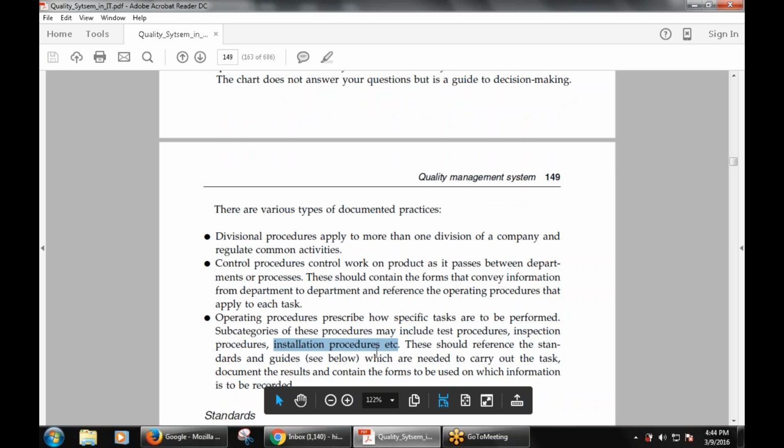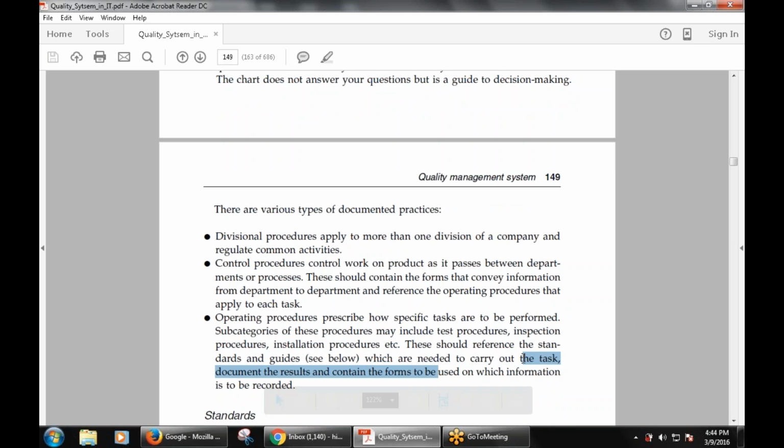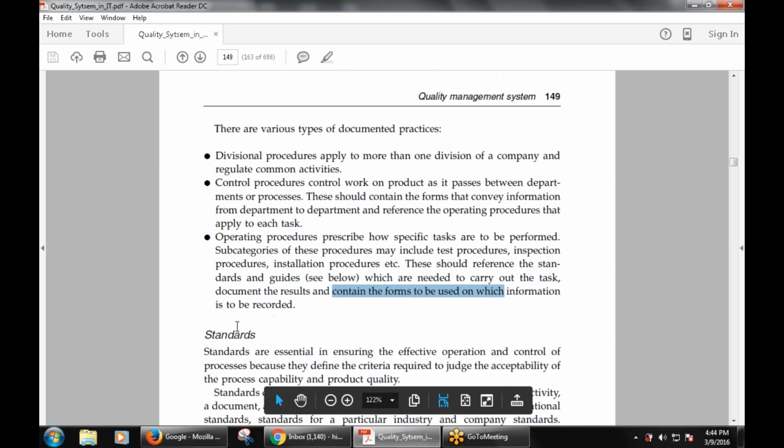And these should reference the standards and the guides which are needed to carry out the task, document the result, and contain the forms for the information to be recorded. That is the divisional procedure, control procedure, and the operating procedures.